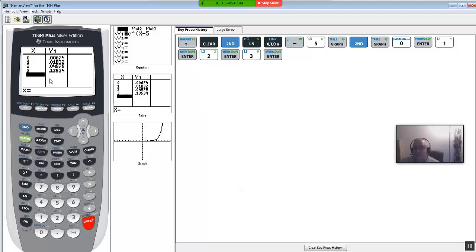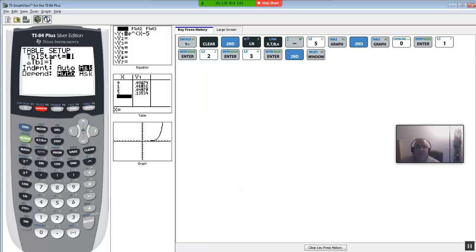Now, if you wanted to set to ask and you didn't set it earlier in the course, if you go into your table setup, TBL SET, so second window, and then you down arrow to independent, and you right arrow, put your flashing cursor on ask, and you press enter one time. That'll set that to ask. And then you do second mode to exit out.